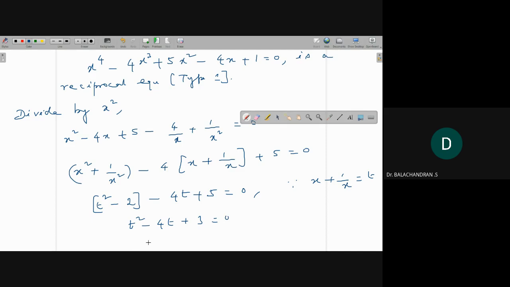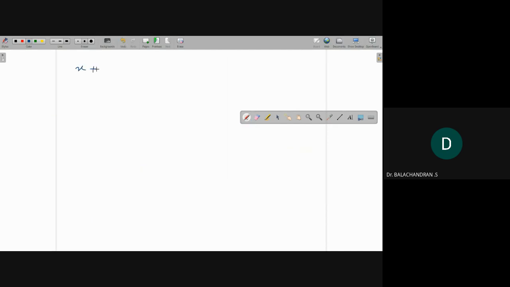So t equal to 1 and 3. So we know that t equal to 1, x plus 1 by x is equal to 1, and then x plus 1 by x is equal to 3. So first equation, x square plus 1 equal to x, so x square minus x plus 1 equal to 0. So solve this quadratic equation and tell the answer.